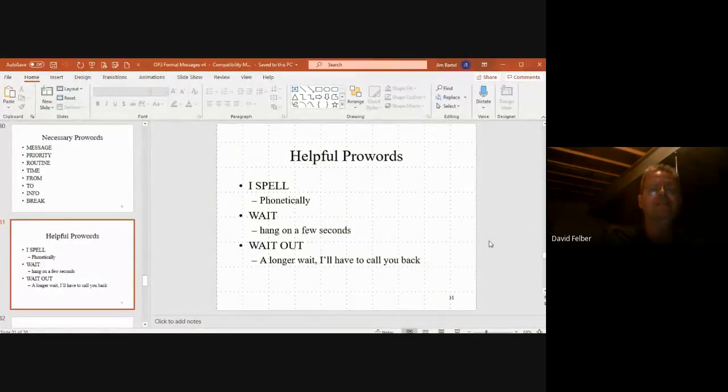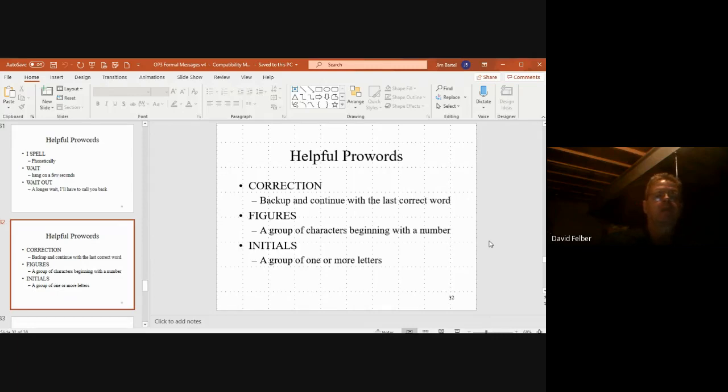Helpful pro words. I spell. If you have to spell out a word, like "and," you would say I spell Alpha November Delta, and. Wait means wait a few seconds. Wait out means I'm going to call you back. It means the communication's over, I will call you back. Correction means you made a mistake. Back up and continue with the last correct word.